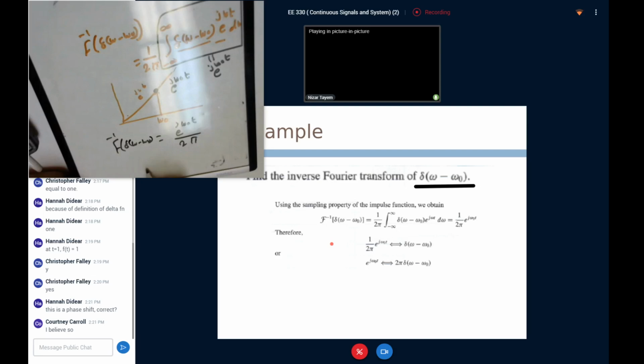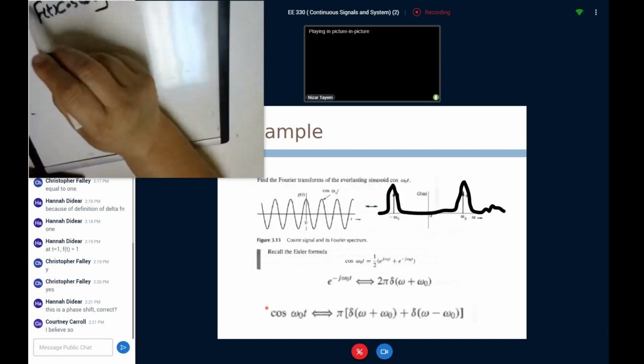Anybody? If I multiply cosine omega 0 t with f of t, what will be the Fourier transform? And multiply f of t with cosine omega 0 t, what will be the Fourier transform?